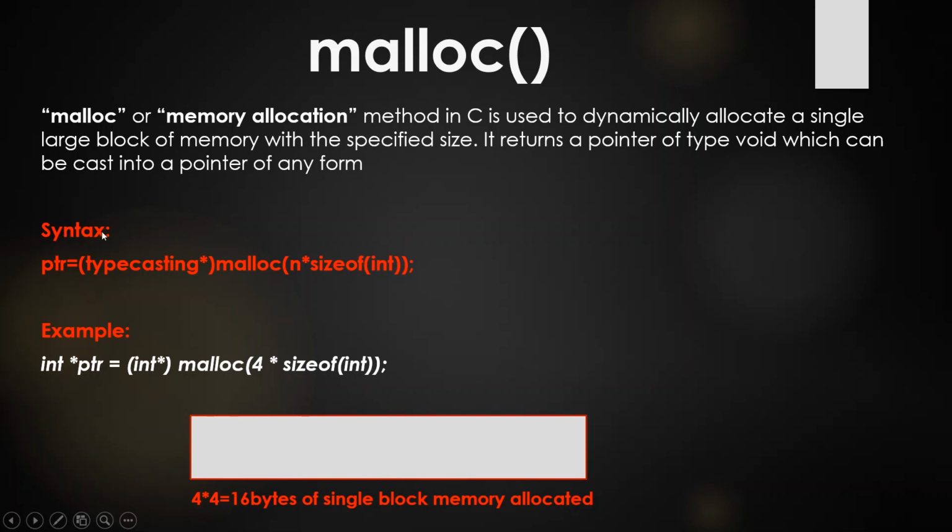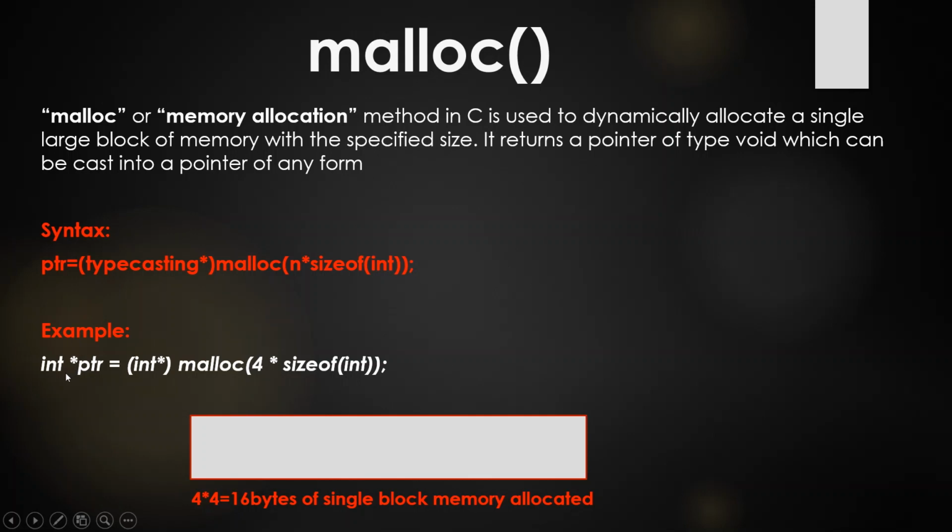See, this is the syntax. Pointer equal to typecasting here. This is the typecasting syntax. Malloc, and n is the user-defined size. The user will give this n size, and sizeof int. Clear? This is the syntax of malloc.